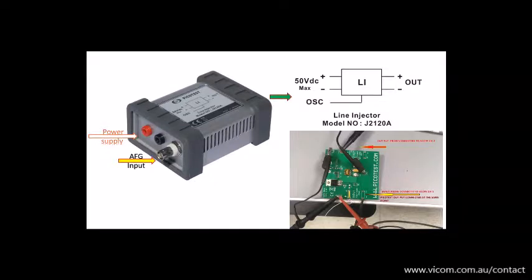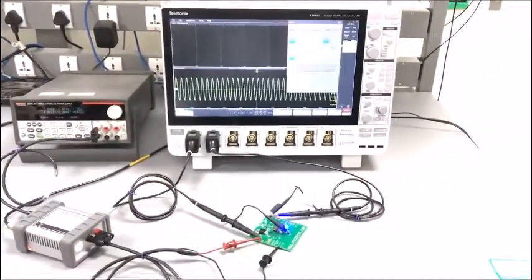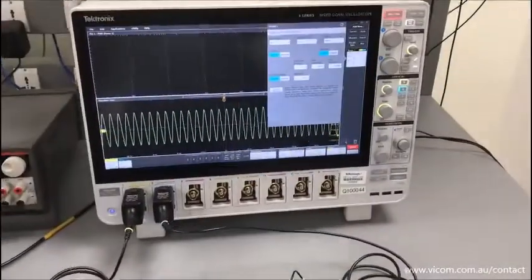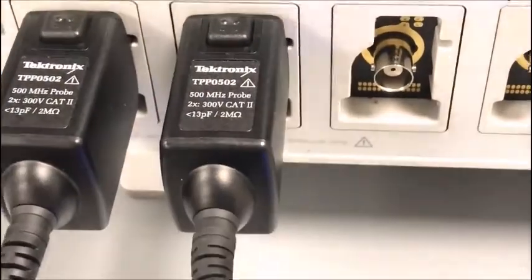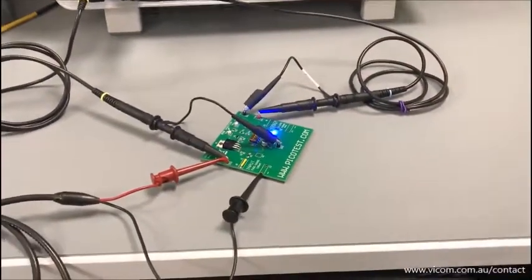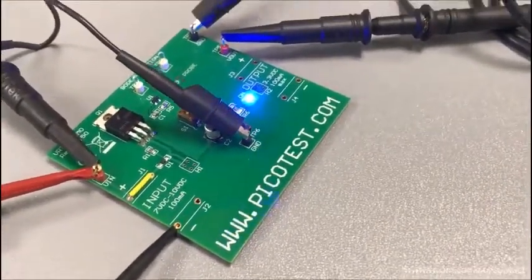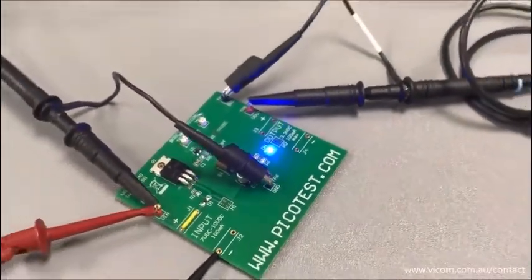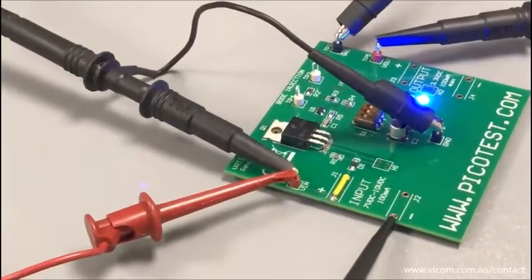We use a commercially available injection transformer, in this case a Picotest J2120A injection transformer. In a typical setup, as you can see here, the oscilloscope is now converted into a frequency response analyzer, particularly a power supply rejection ratio measurement analysis tool. We use the TPP0502 probes, the recommended probes for frequency response analysis. The modulated AC plus DC signal is fed into the demo board here from Picotest, and we are capturing both the input and the output AC ripple components to calculate the rejection ratio.